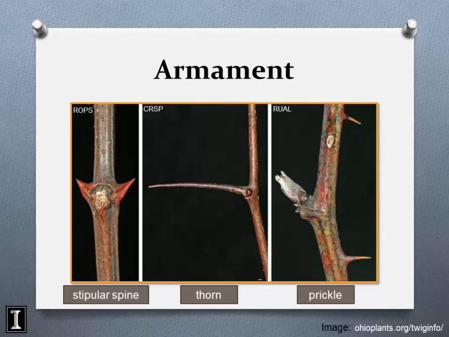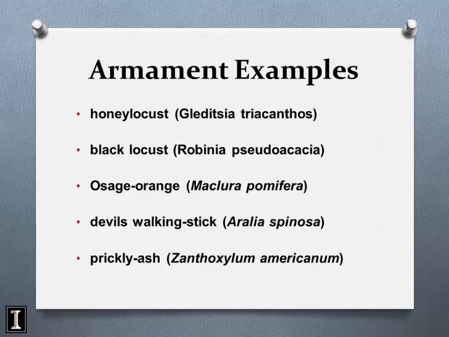Black locust has stipular spines. Hawthorn has thorns. Honey locust has thorns. Prickles, think of your black raspberries, those have prickles. That's what a prickle is, just think of raspberries. Honey locust, black locust, Osage orange also has armament. Devil's walking stick, prickly ash. Many of you are probably familiar with prickly ash. That has armament as well.